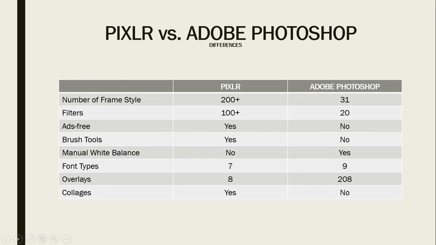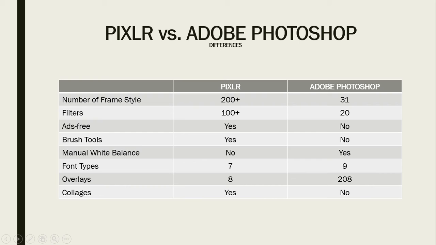Difference between Pixlr and Adobe Photoshop in terms of their features. For the number of frames, Pixlr has 200 plus while Adobe Photoshop only has 31. For filters, Pixlr has 100 plus while Adobe Photoshop only has 20. Pixlr is ads-free while Adobe Photoshop is not.